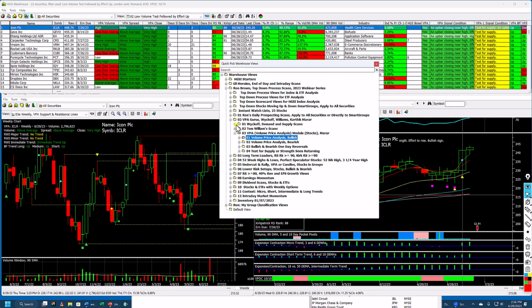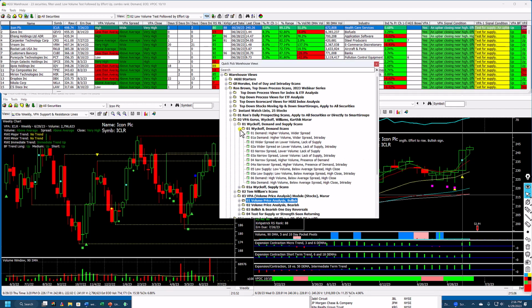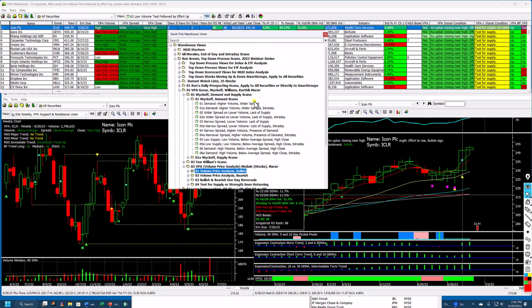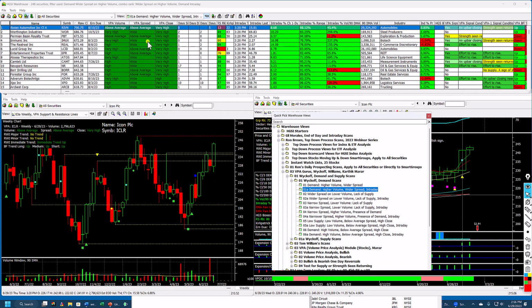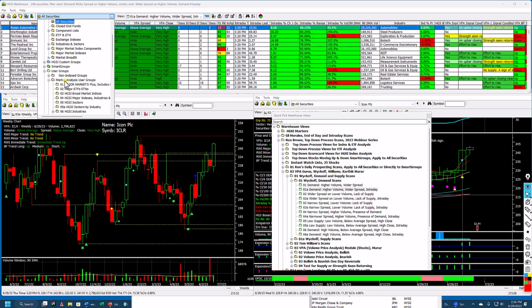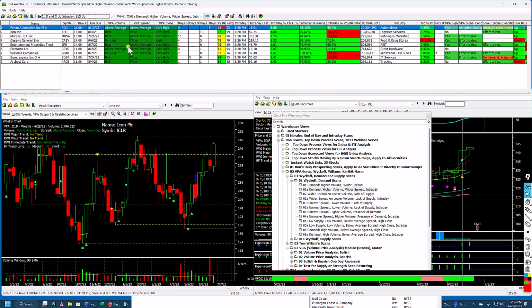If you go into the Wyckoff scans, okay, demand, higher volume, wider spread. This is intraday. Let's go back to that user smart group right here, $15 and up. All of these had these Wyckoff signals yesterday. Above average, very high. Relative strength is poor here, I can see.